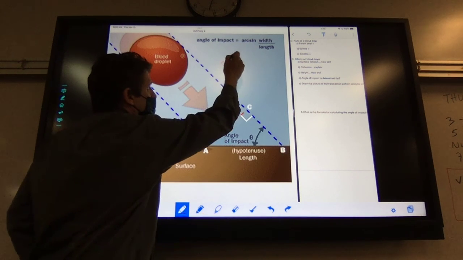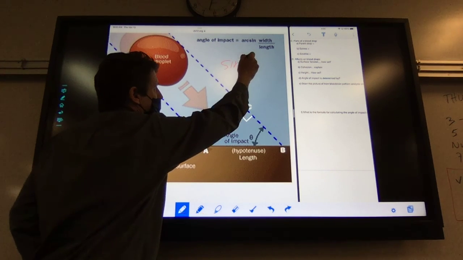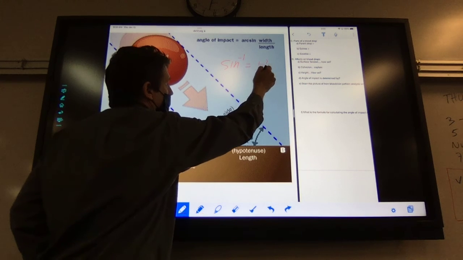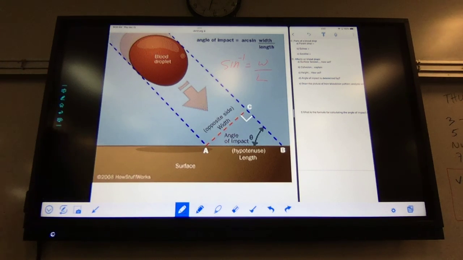So this is often written like this: sine minus 1 equals width divided by length. That means the same thing when you see it as a minus 1. It means that it's now in the denominator of a number instead of the numerator, and you signify that with a minus 1. This is pretty easy to do on your calculator. You just have to hit the inverse button and then sine. So we're going to do some of those calculations.